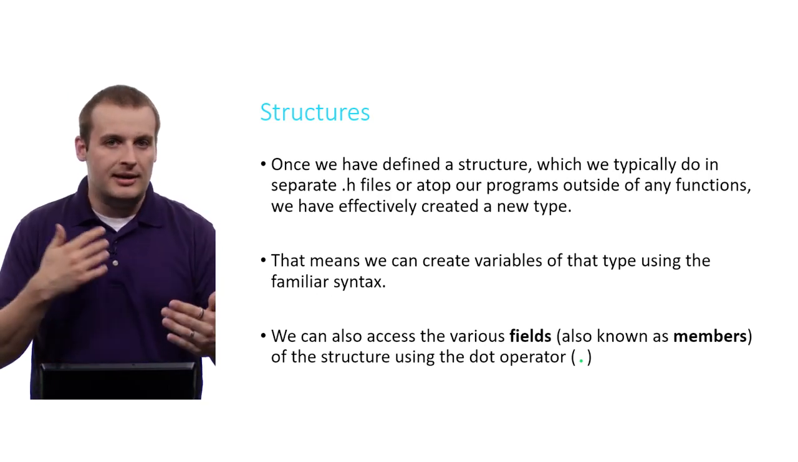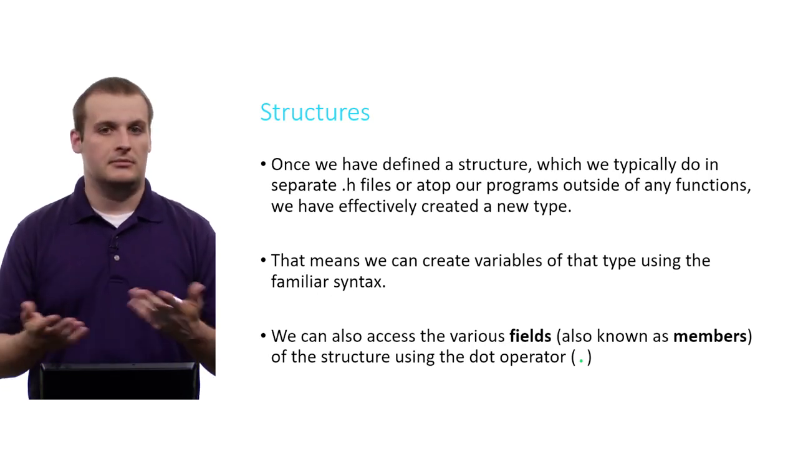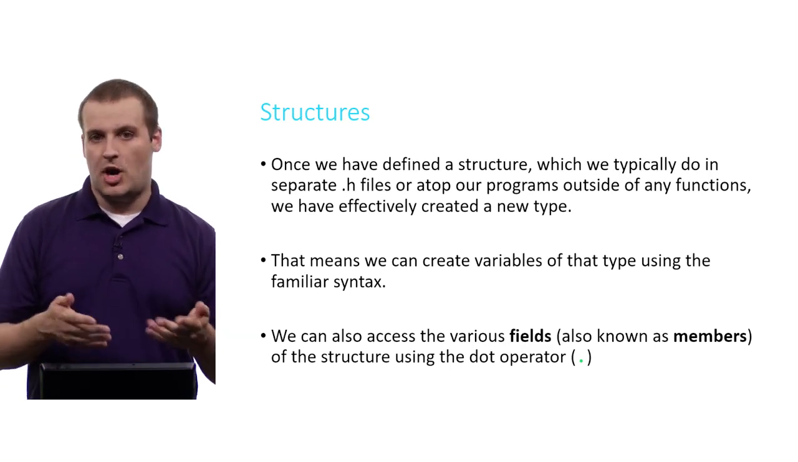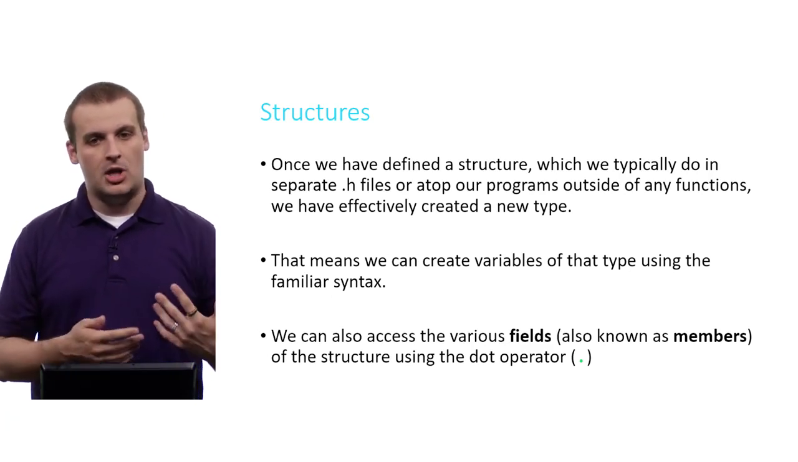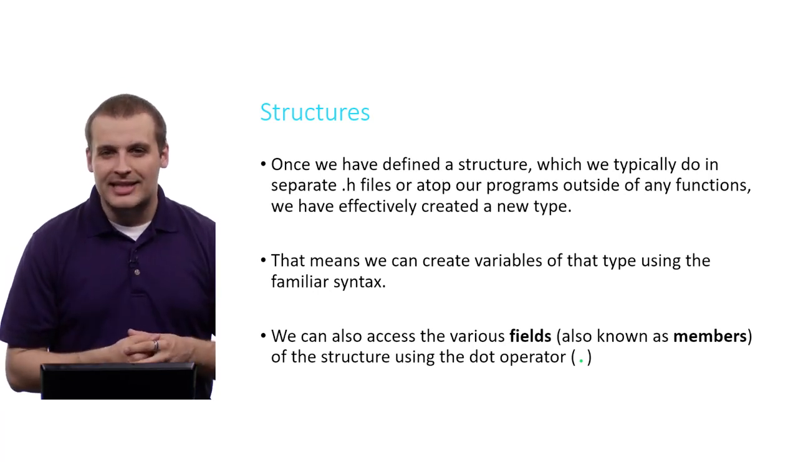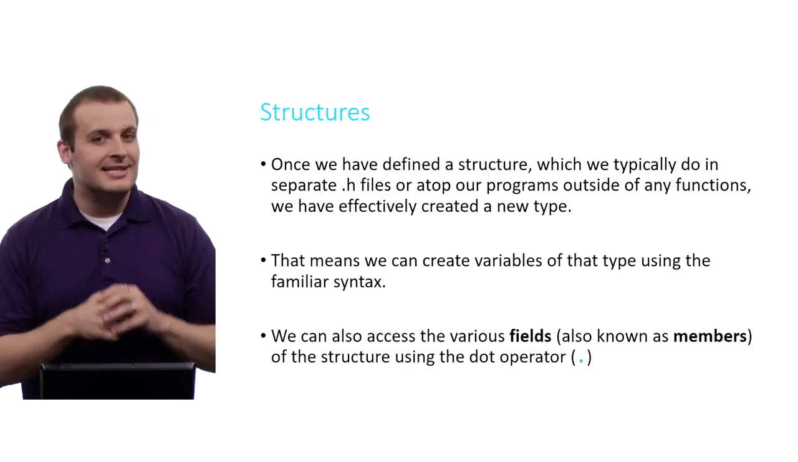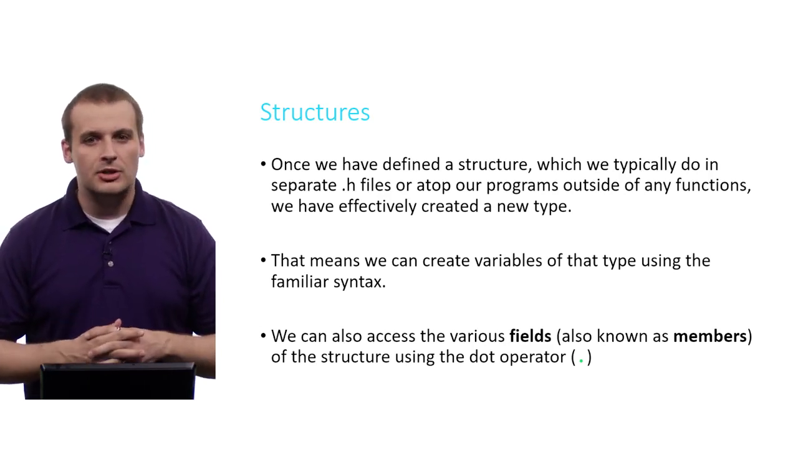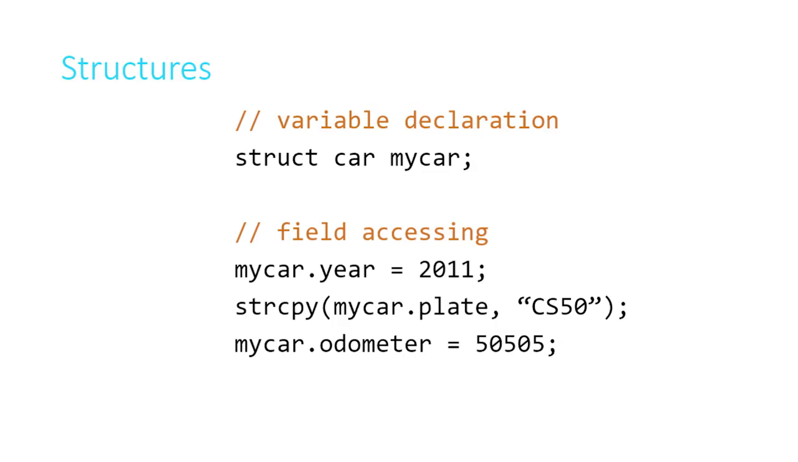And we can create variables of this type just like we can create variables of any other type. Int x, that's how we create an integer called x. Struct car y, that's how we create a variable called y of type struct car. So that's how we create the variable overall. How do we access the individual fields or members of that structure? Well, we can do so using something called the dot operator. Let's take a look at what that looks like.